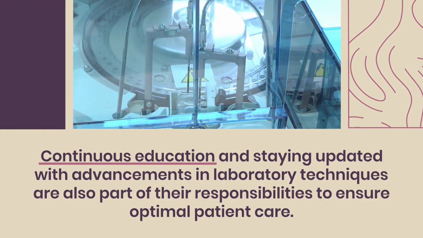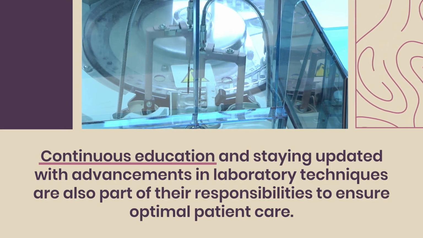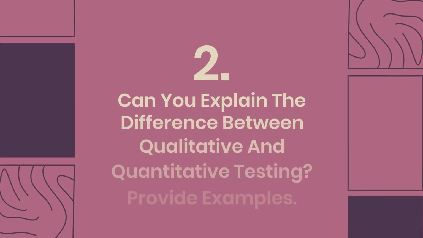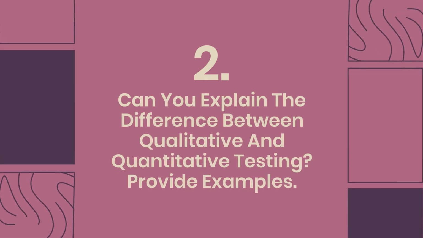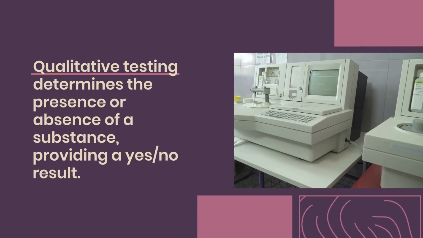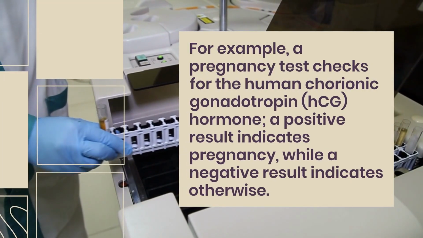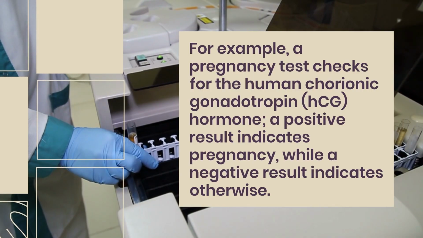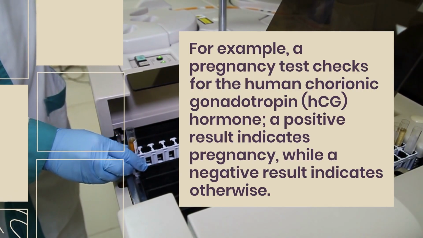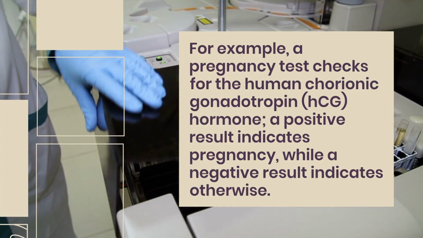Continuous education and staying updated with advancements in laboratory techniques are also part of their responsibilities to ensure optimal patient care. 2. Can you explain the difference between qualitative and quantitative testing? Provide examples. Qualitative testing determines the presence or absence of a substance, providing a yes/no result. For example, a pregnancy test checks for the human chorionic gonadotropin, HCG, hormone. A positive result indicates pregnancy, while a negative result indicates otherwise.